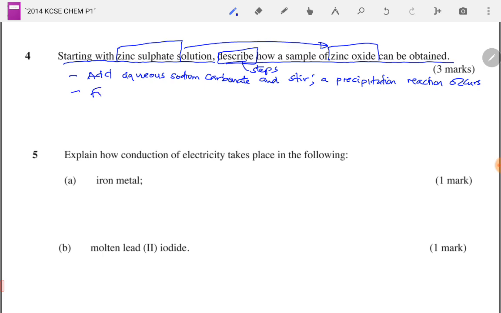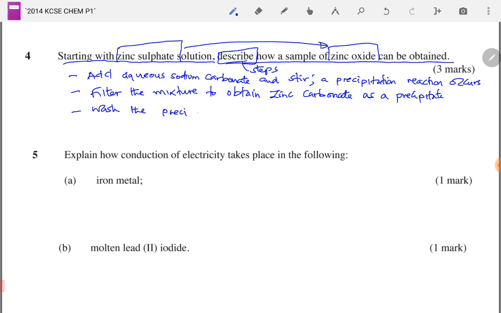So you filter the mixture that you already have now. That is, you will have sodium sulfate and zinc carbonate. We are focusing on zinc carbonate. To obtain zinc carbonate as a precipitate, we then wash the precipitate. The essence of washing is to remove impurities of sodium sulfate.